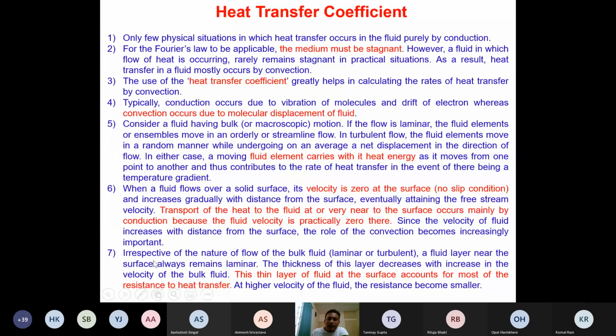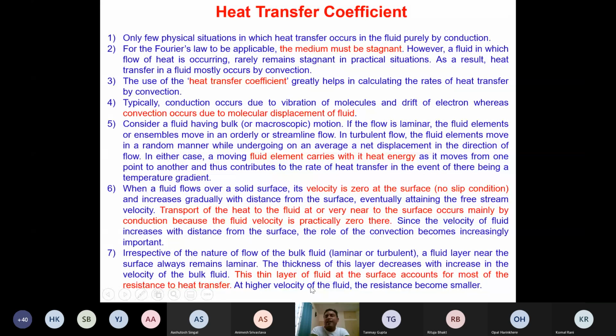Okay. Again, irrespective of the nature of the flow of the bulk fluid, whether it's turbulent or laminar, a fluid layer near the surface always remains laminar. The thickness of this layer decreases with the increase in the velocity of the bulk fluid. This thin layer of the fluid at the surface accounts for most of the resistance to heat transfer. At higher velocity of the fluid, the resistance becomes smaller.